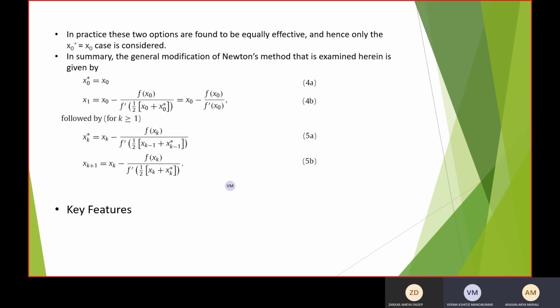So what are the key features of this method? The key features are: first, the value of x2 is calculated from x1 using f of x1 and the derivative evaluated at (x1 plus x1 star) by 2, because this is a more appropriate value of the derivative as compared to the one evaluated at x1 in the standard Newton-Raphson method. The second feature is that the same value of derivative is reused in the next predictor step x3. The reuse of the derivative means the evaluation of starred values of x in equation 5a essentially comes for free, which enables a more appropriate value of derivative to be used in the corrector step 5b.